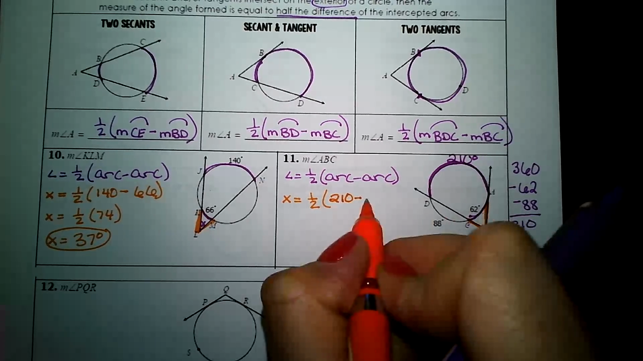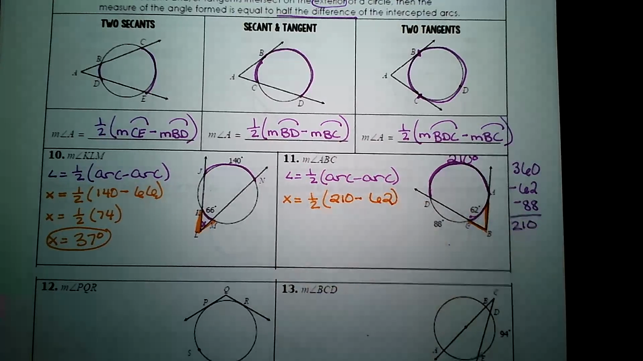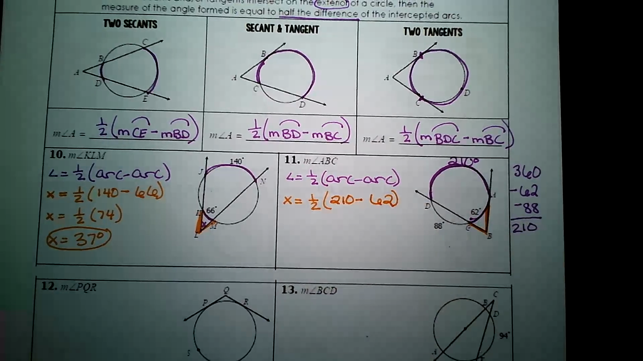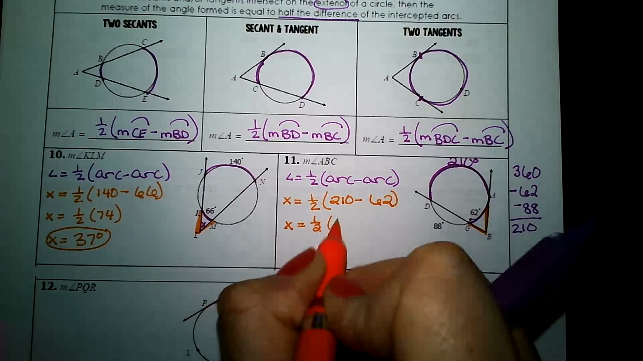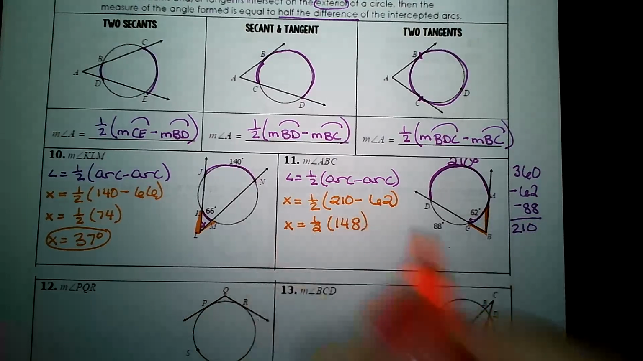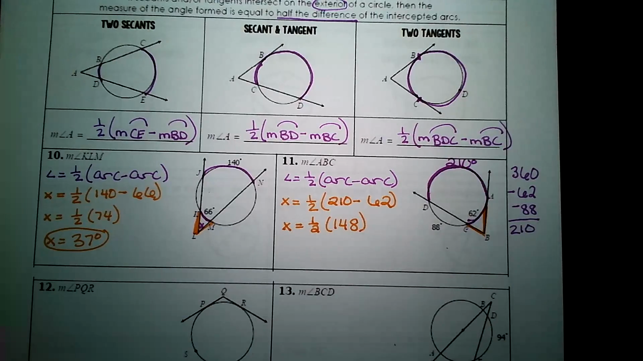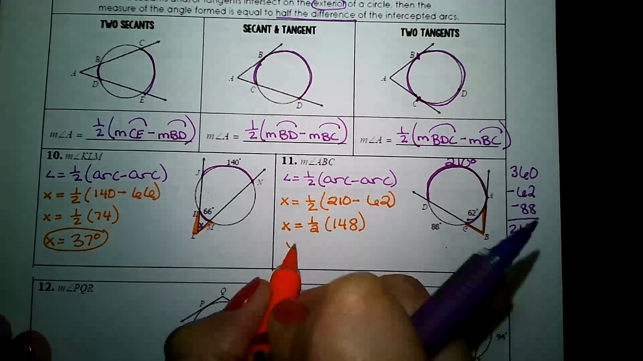The small intercepted arc is 62. So let's do order of operations. Start within the parentheses. 210 take away 62 leaves you with 148. And we need to take half of 148, which is 74.